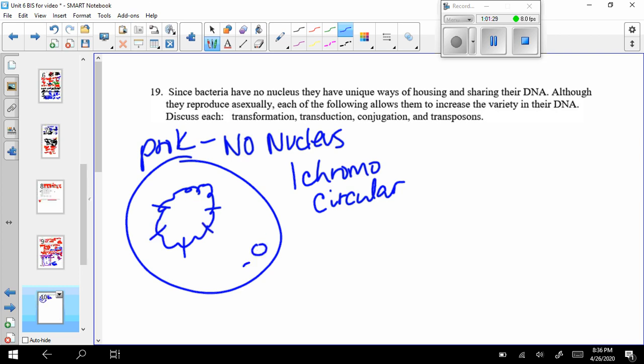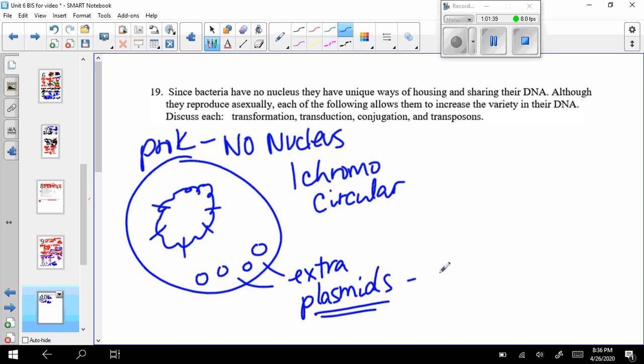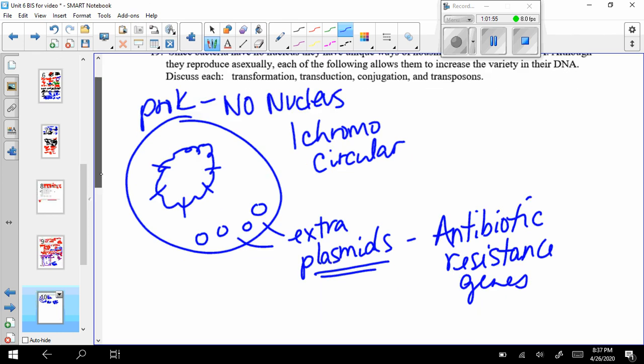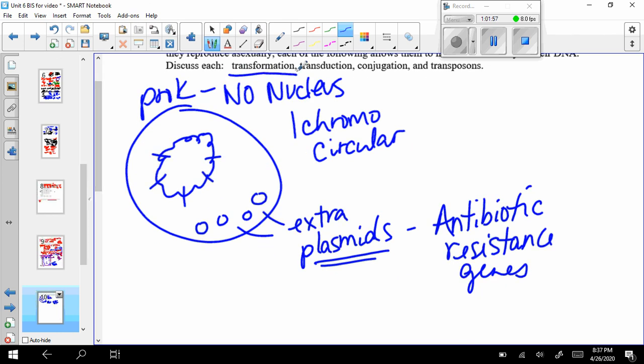But then they have extra pieces of DNA. So these extra pieces of DNA are called plasmids. And so we know that this is definitely where antibiotic resistance genes reside. And probably a lot more genes reside there as well. But they are genes that cells can undergo transformation. So that first word, transformation, means that you can let out, not your circular chromosome, but you can let out your plasmids.